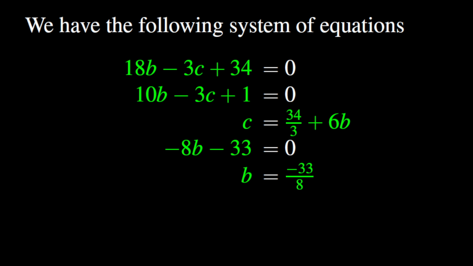We solve the second equation for b, and find that b equals minus 33 over 8. Finally, we substitute the value of b in the expression of c to find the real value of c. This gives us c equals minus 161 over 12. Therefore, the values of b and c that make the function g continuous everywhere are b equals minus 33 over 8, and c equals minus 161 over 12.